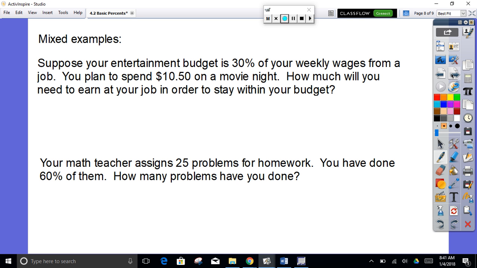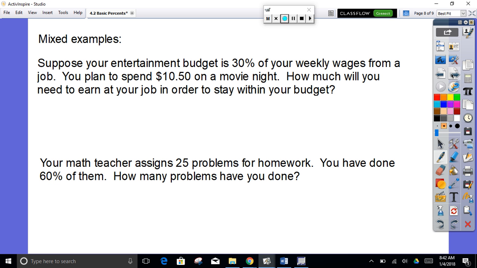You plan to spend $10.50 on a movie night. How much will you need to earn at your job in order to stay within your budget? Okay, so it's asking us how much you have to earn at your job. Is that amount the part or the whole? The amount you earn at your job, is it the part or the whole? Jake? The whole. It would be the whole.